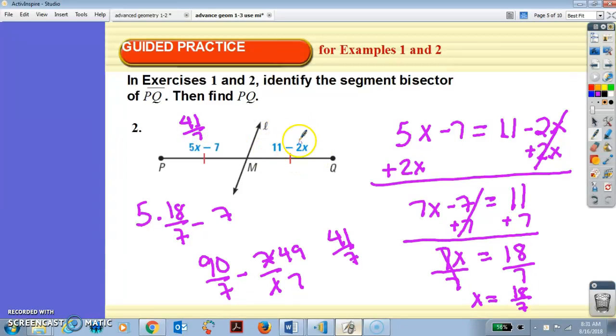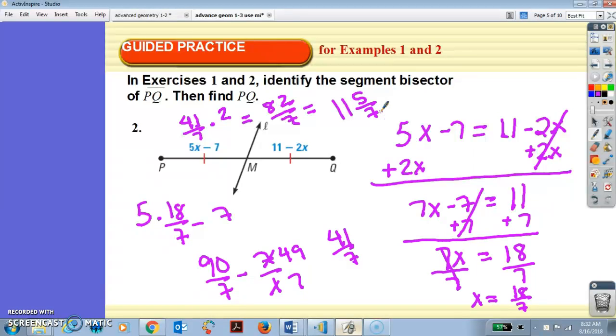If this was a test, I would definitely plug in the 18 over 7 here as well and make sure that you get 41 over 7 here as well. Because if you don't, then you messed something up. For saving time, since this is not a test, we're just going to double this, so times 2. So you'd have 82 over 7 as your final answer. Although, if we wanted to change that into a mixed number, that would be 11 and 5 sevenths.